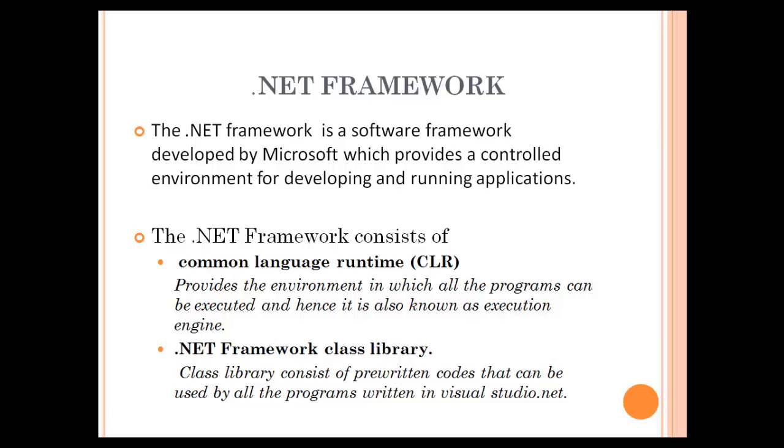So what does the .NET Framework consist of? The .NET Framework consists of the Common Language Runtime, or CLR, and the .NET Framework class library. So what is a CLR? CLR, or Common Language Runtime, provides the environment in which all programs can be executed, and hence it is also known as the execution engine. CLR is the heart of the .NET Framework. CLR manages execution of .NET code and provides useful services.